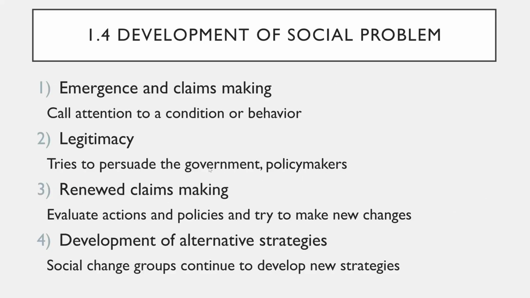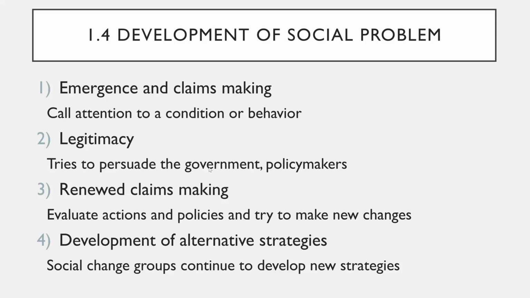So in the case of a social problem, there is an emergence of stages. In the first stage, claims are made by the public. They call attention to a condition or behavior such as hate crime or sexual violence. So social changers try to call the attention of the people. And in the second stage, legitimacy, they try to persuade the government or policymakers who can make big changes.